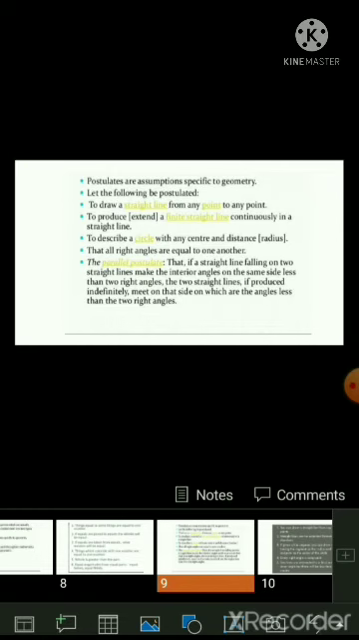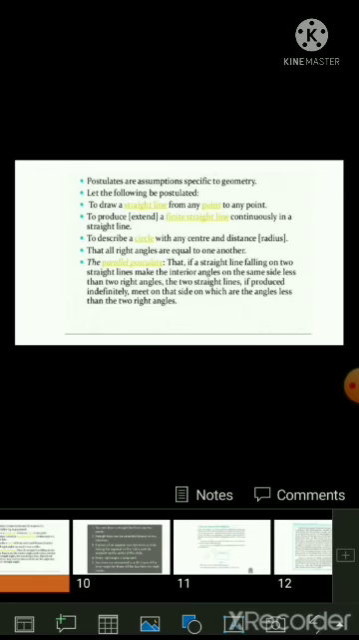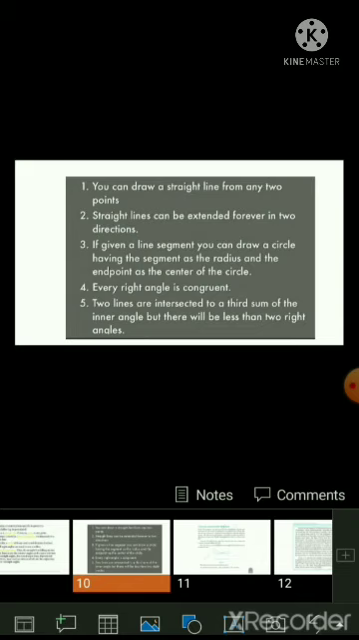The parallel postulate: if a straight line falling on two straight lines makes the interior angles on the same side less than two right angles, the two straight lines, if produced indefinitely, meet on that side on which the angles are less than the two right angles. So these are all the postulates, 1, 2, 3, 4, 5, 6. No, 5. There are 5 postulates. Here it is given carefully what all these postulates are.